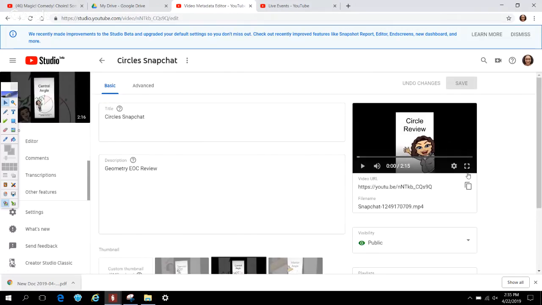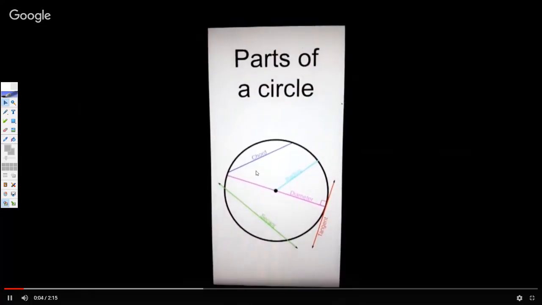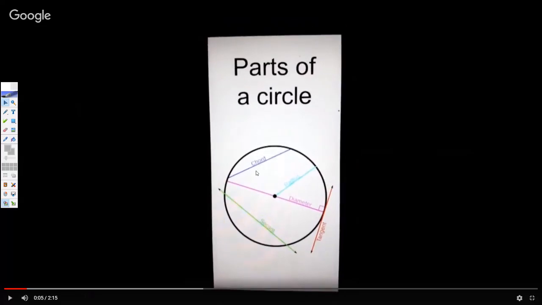Today we're talking about all things circles. So I'm going to start off by showing you this video on circle review. I like Bitmojis and I like Snap, so I made this Snap a couple years ago, so we'll take a look at it. This video is on class. So here we have right here the parts of a circle. Hopefully you know that already.